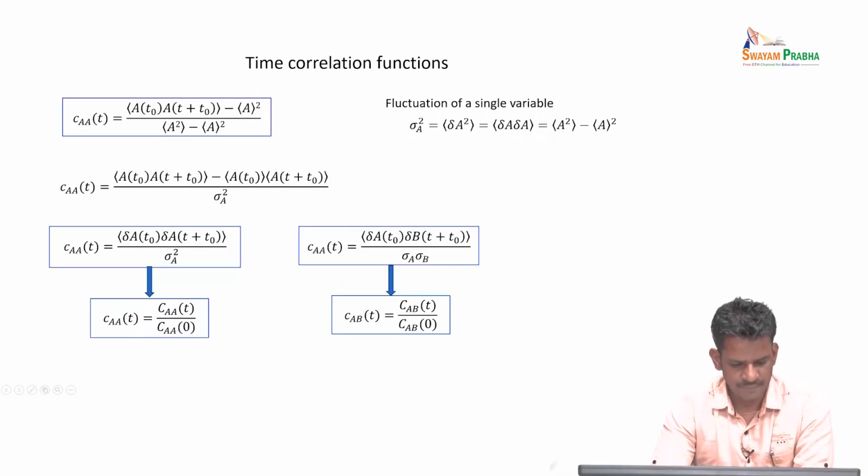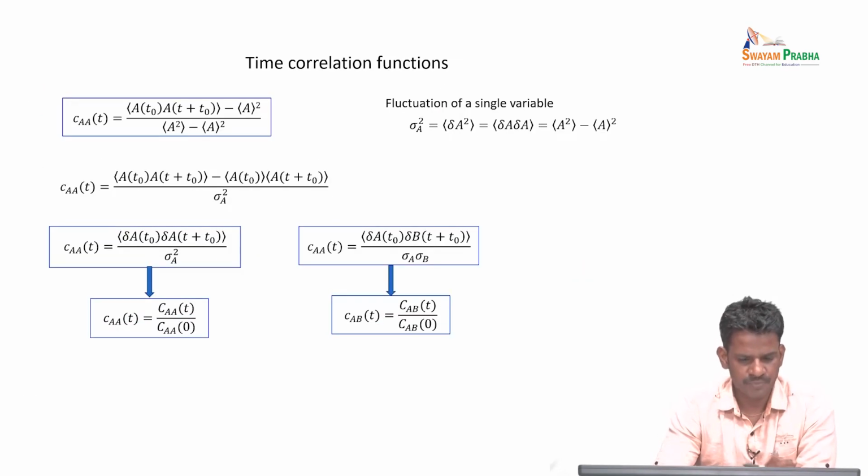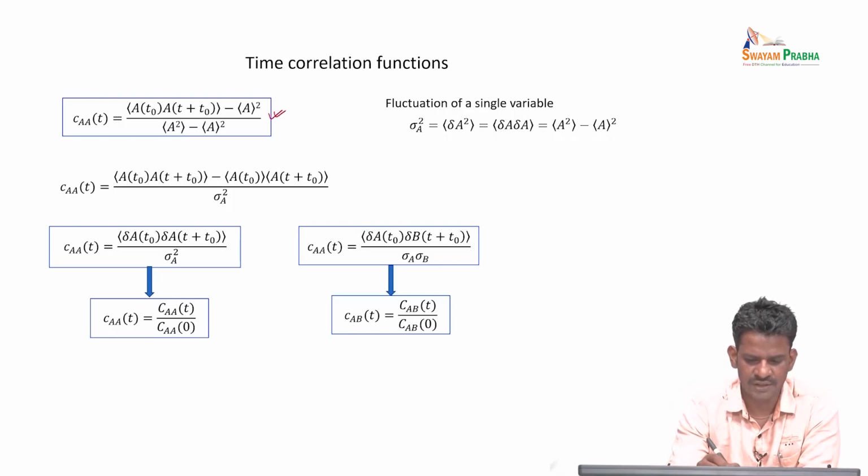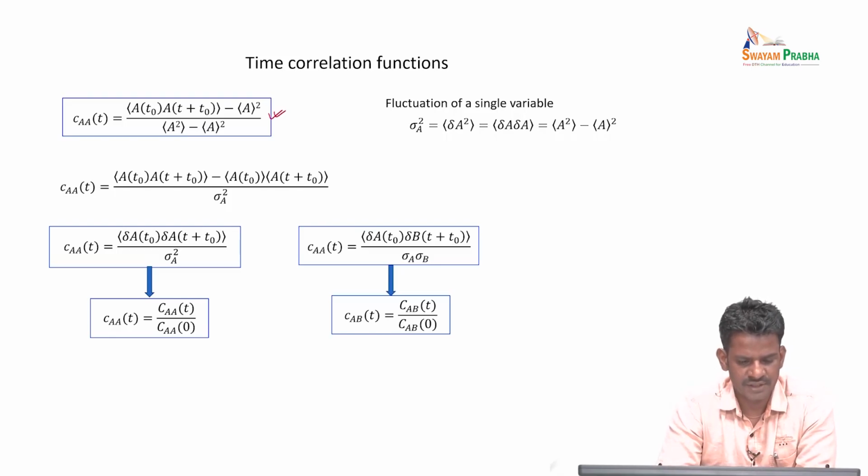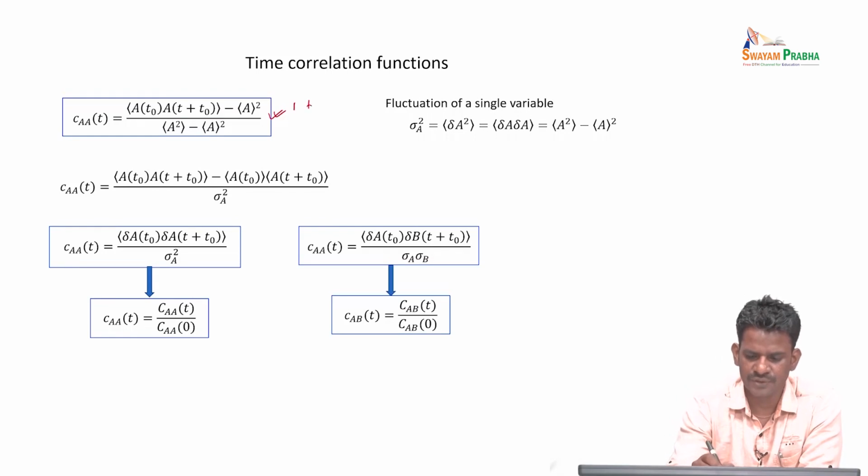Now we take the definition of the normalized time correlation function, which goes from 1 to 0 in the limit of t equal to 0 to t equal to infinity.